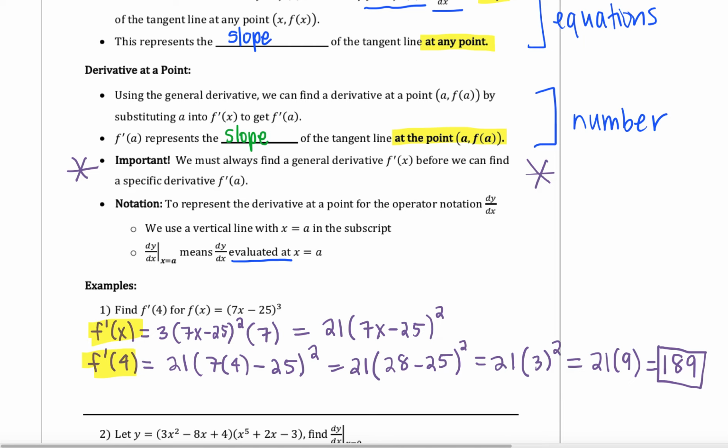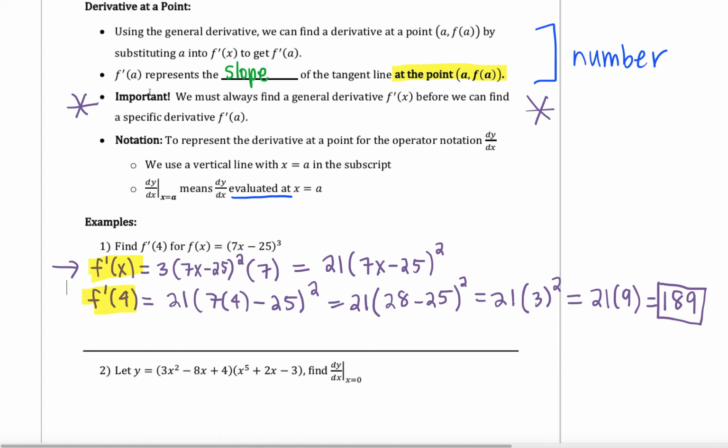This idea could be used to find f prime of maybe 2, f prime of negative 3, even f prime of 0. We can ultimately find f prime of any number once we have our general derivative first of finding that f prime of x. Okay, let's look at another example.